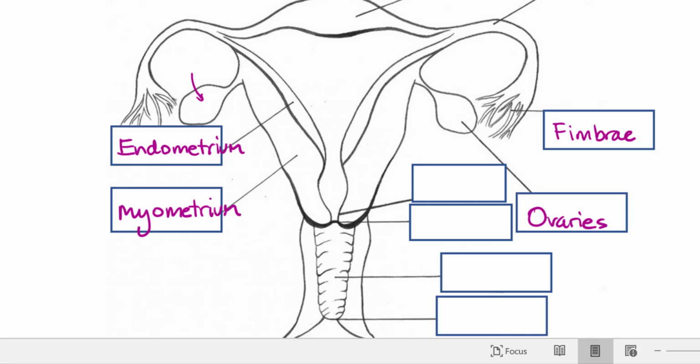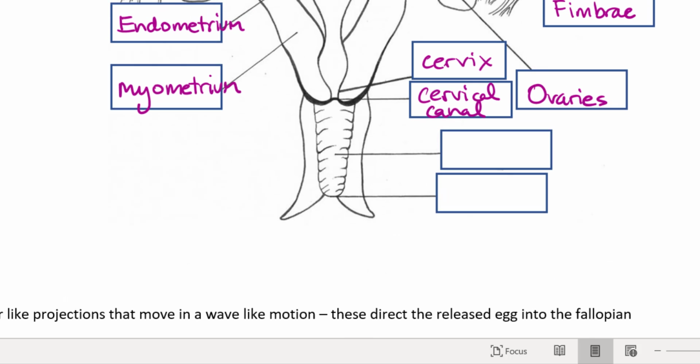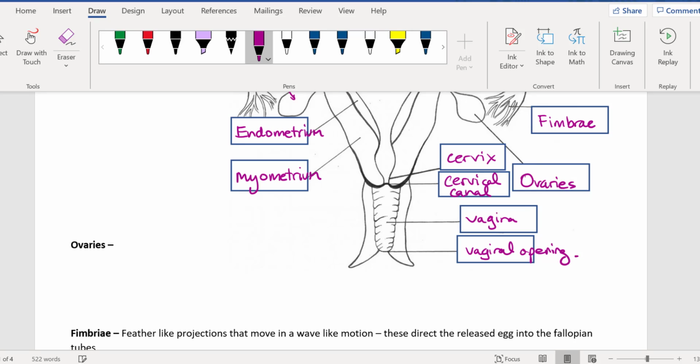Next, we just have the myometrium. Myo, remember, it means muscle. So this is the part that will contract during birth as well as during the menstrual cycle. And from there, we move down into the cervix. And then we have the cervical canal. And that leads us into the vagina and then the vaginal opening. So just like we covered the male reproduction structures, these are all the female reproductive structures as well.